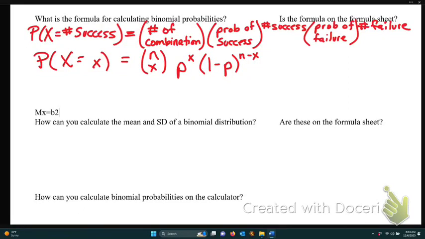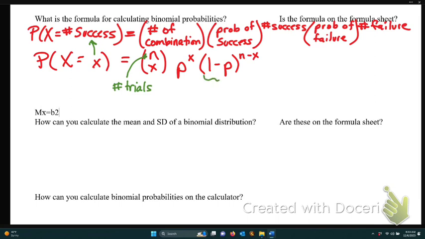So yesterday we went through and we talked about the formula and what the parts of the formula are, and this is the formula in notation format, okay? What does X stand for? Number of successes. Very good. What does N stand for? N is the number of trials. Okay, good. What does P stand for? P stands for probability of success.